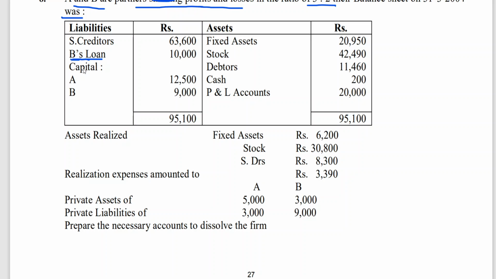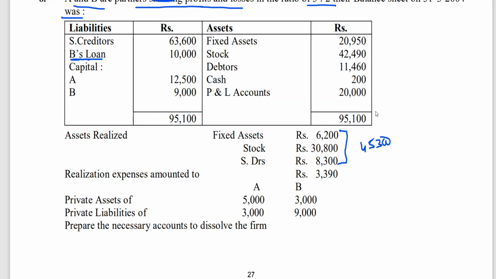Okay. So I think by this time you might have done this. See, cash balance 200. Fixed assets, we are having 3 assets. These 3 assets, if you realize, 6,200 plus 30,800 plus 8,300. It is coming to 45,300.